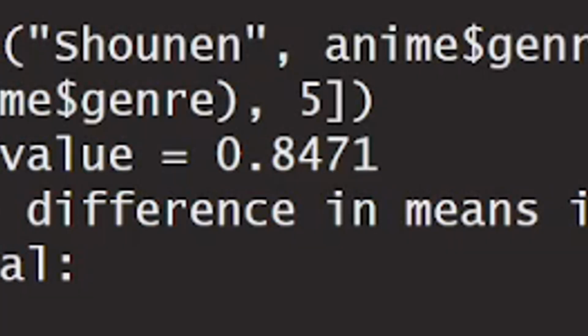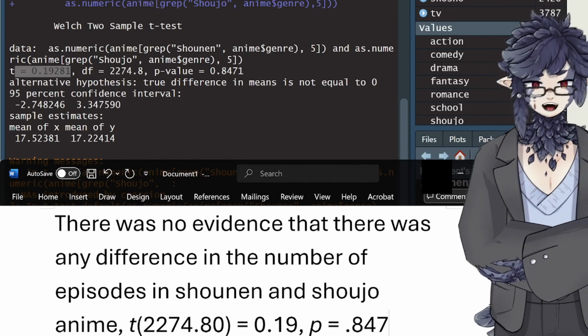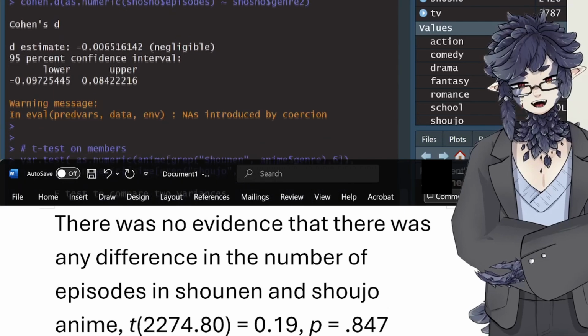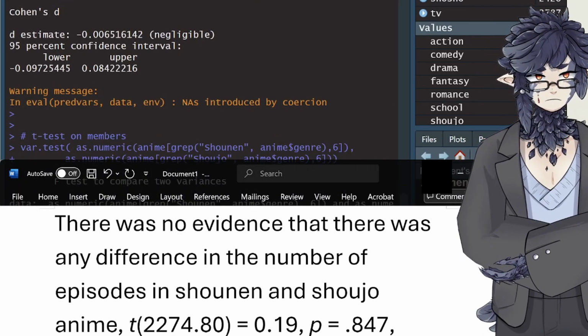Our p-value was 0.8471, but we round that to 3 decimals. So we get a p-value of 0.847. Now let's also report our effect size. I went ahead and I calculated Cohen's d for this. So I'm going to put another comma.